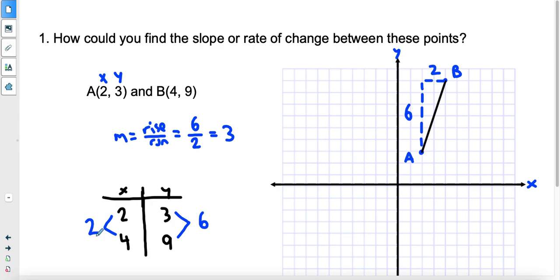To find the rate of change from a table, all we need to do is divide the rise by the run. So we're going to divide the 6 by the 2 to get 3. So we looked at 2 ways we could find the slope between 2 points. One way is by graphing, and the other way is by using a table of values.